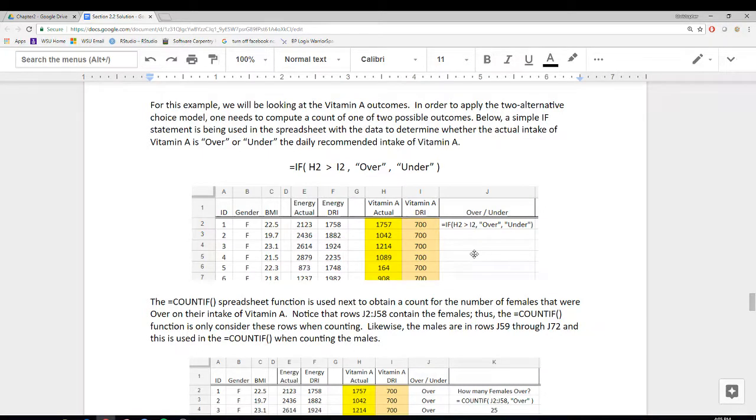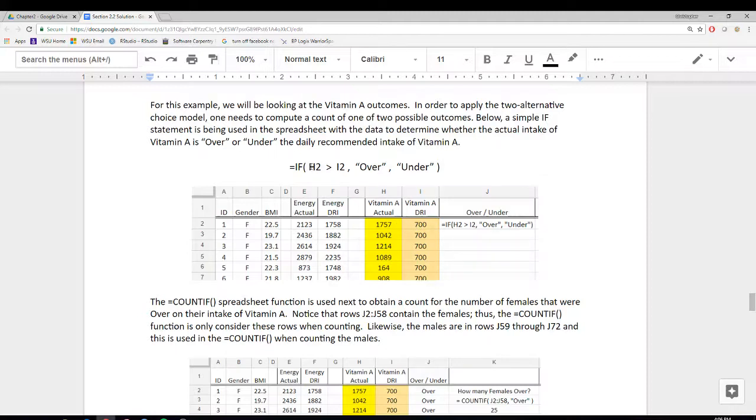We can use a spreadsheet function to easily compute whether or not we were over or under. And that spreadsheet function is a simple if statement. So what I'm doing here with this if statement is just determining whether or not the contents of cell H2 is bigger than the contents of cell I2. In this case, it is.